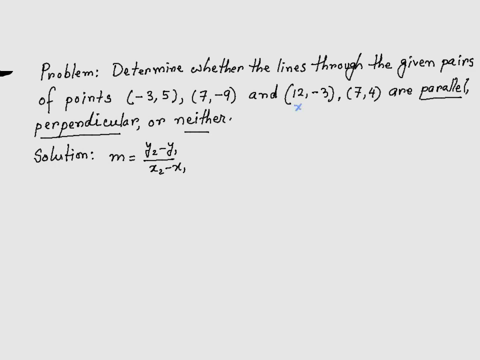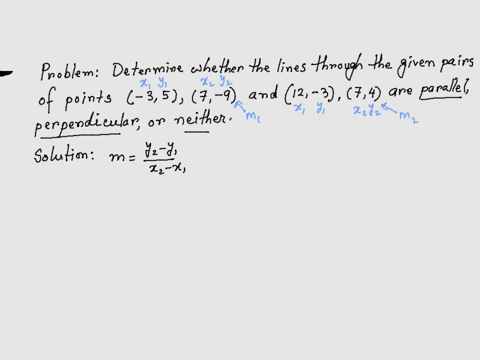Now let me go ahead and label these points. I'm going to call this one x1, y1, x2, y2, and also label this one x1, y1, x2, y2. By the way, these are for labeling purposes, so I'm going to call this slope m1, and the slope of this one I'm going to call m2. So I'm going to find two different slopes.